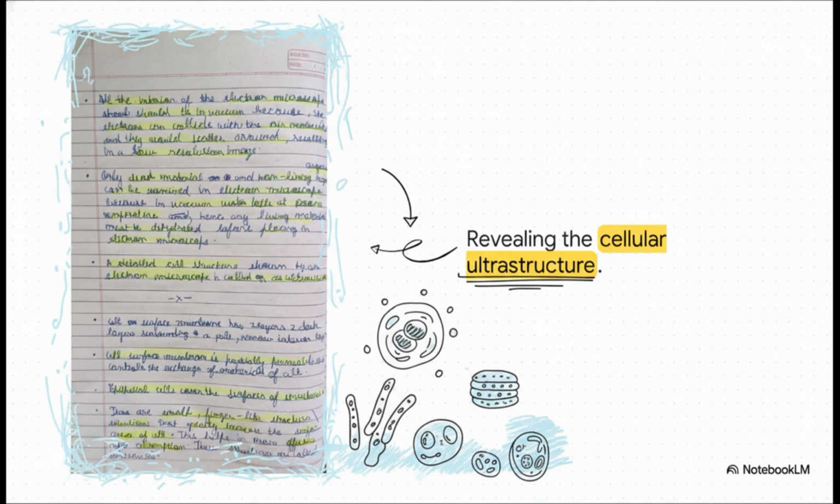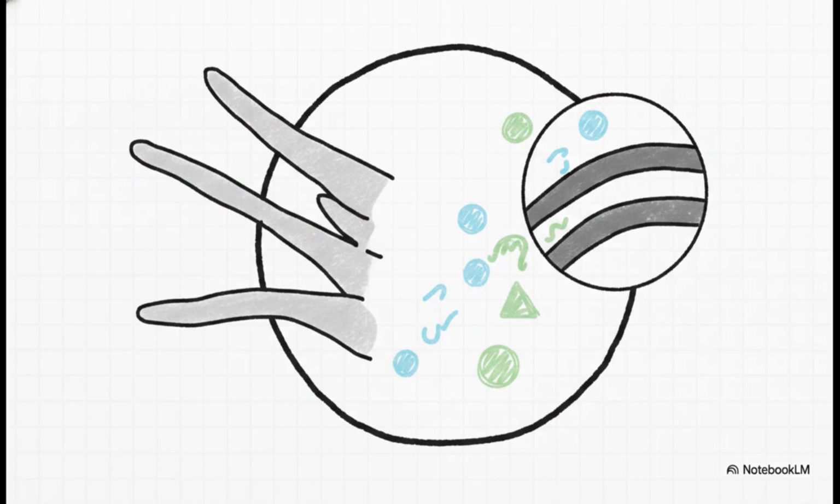Suddenly, all these specific, tiny physical structures were jumping out at researchers, things that were totally invisible before the electron microscope came along. Let's break down exactly what we discover when we finally look at this ultrastructure. First, the cell's surface membrane. We can finally see it functioning as a partially permeable barrier that actively controls the exchange of materials in and out of the cell. Amazingly, the electron microscope reveals this membrane actually has 3 distinct layers, 2 dark layers sandwiching a pale, narrow interior layer.